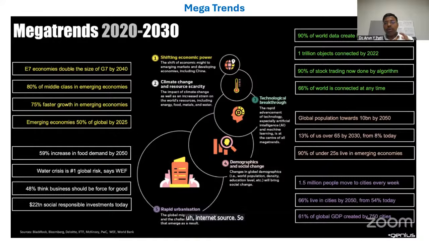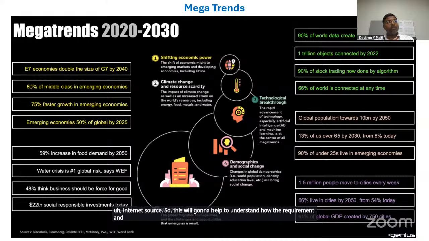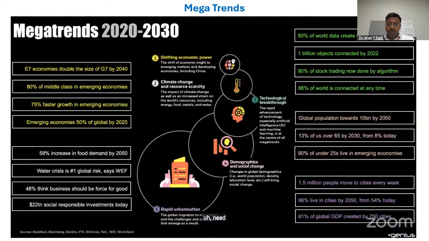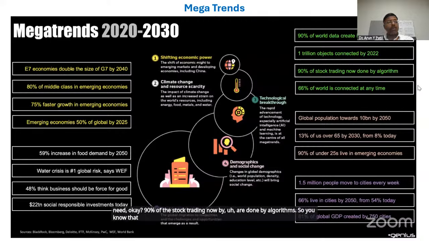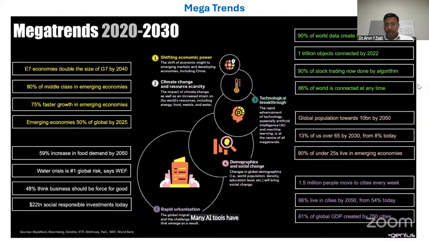So almost every one of us is now connected through an internet source. This will help to understand the requirements and individuals' needs. 90% of stock trading now is done by algorithms. So you know that much better. Many AI tools have already come into the foray. 66% of the world is connected at any time, so nearly two-thirds of the world is connected via the internet already.